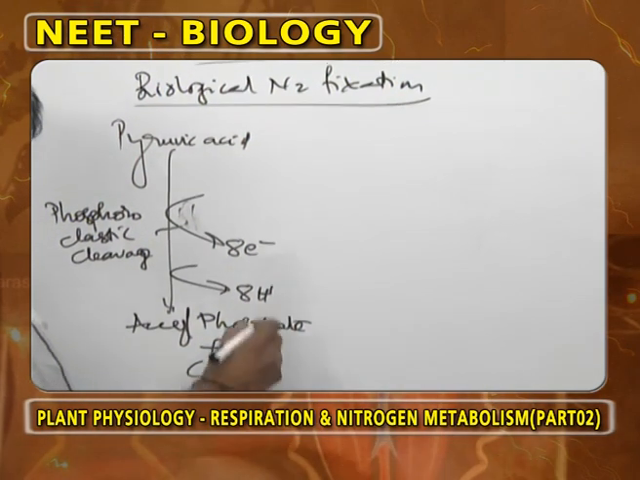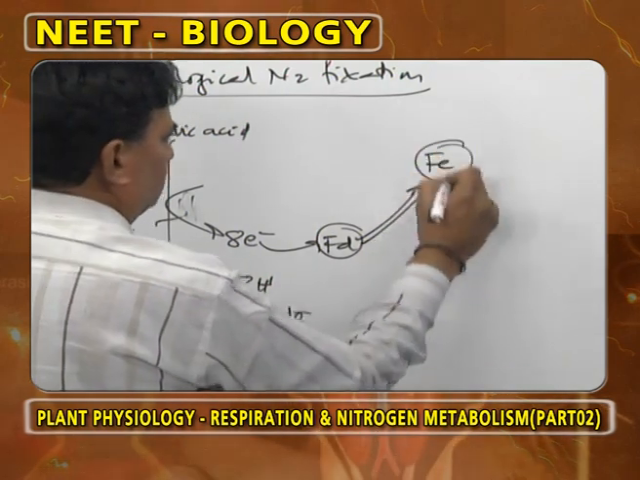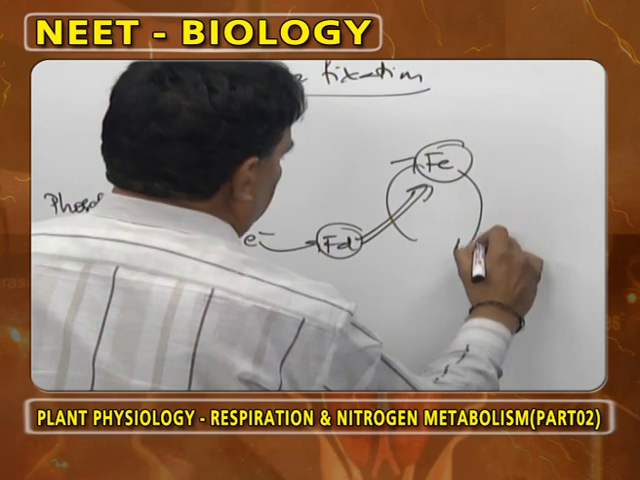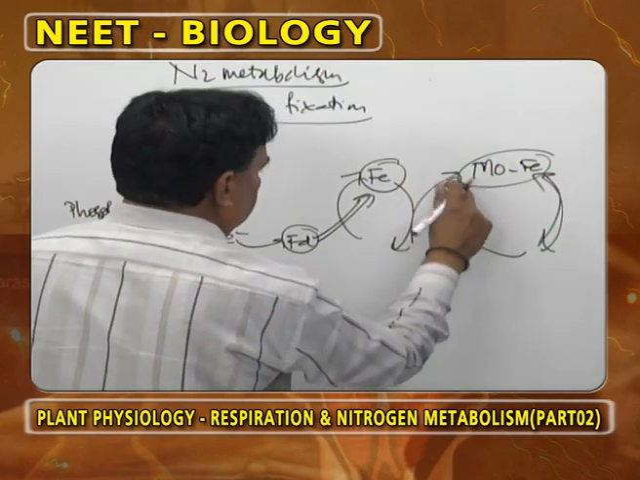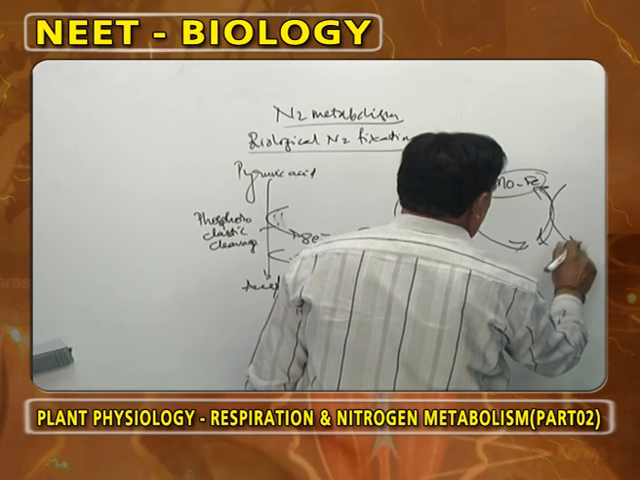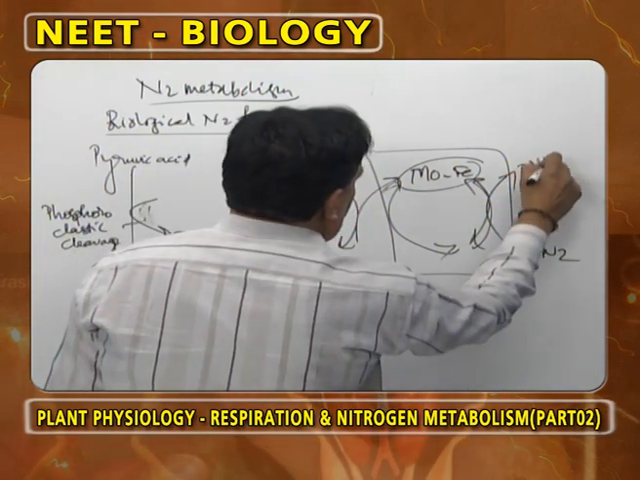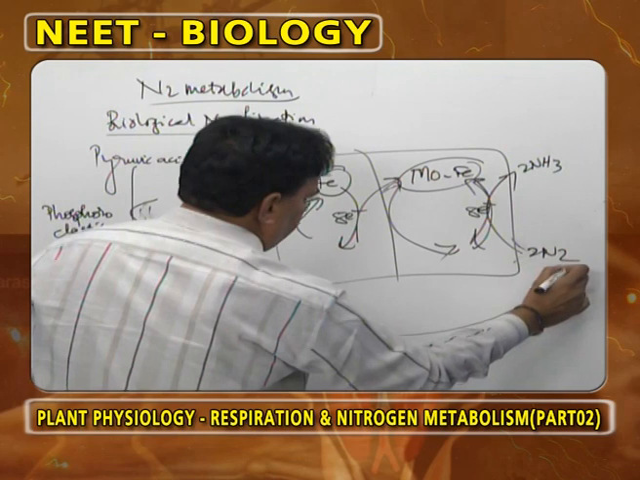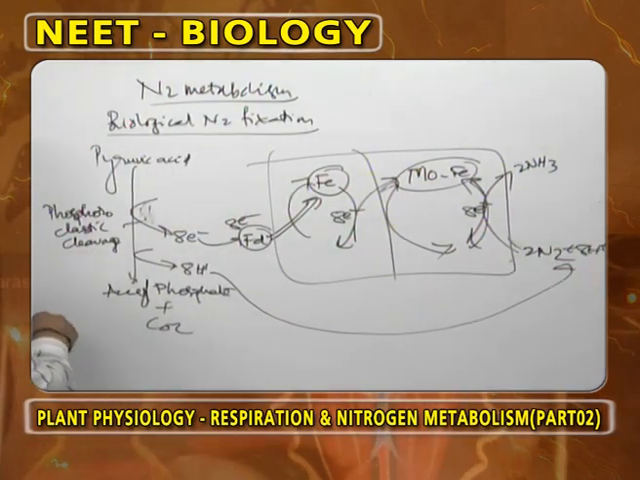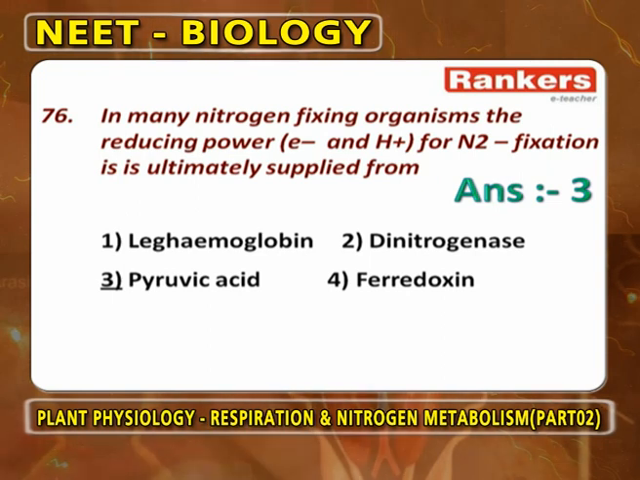In phosphoroclastic cleavage, 8 electrons and 8 protons are liberated, and pyruvic acid forms acetyl phosphate and CO2. These 8 electrons are taken by ferredoxin. Ferredoxin, by alternate reduction and oxidation, passes on electrons. From ferredoxin, the electrons go to molybdenum iron protein. Finally, the electrons are given to nitrogen, forming 2 molecules of ammonia. So, 8 electrons move like this, but protons are directly added here. This is biological nitrogen fixation, where dinitrogenase is a special component with 2 parts. One is a dimer, the iron protein part. The other is a tetramer, the molybdenum iron protein part.